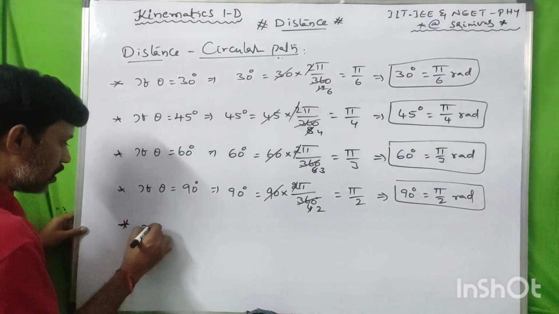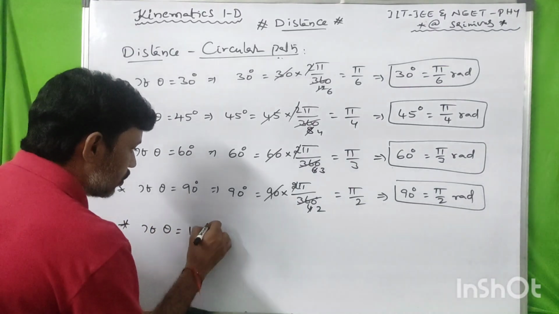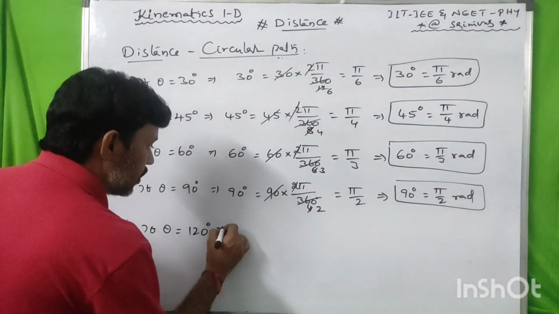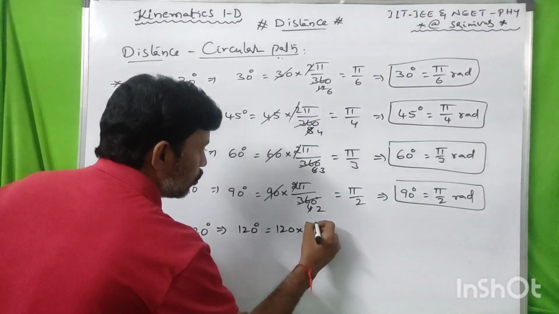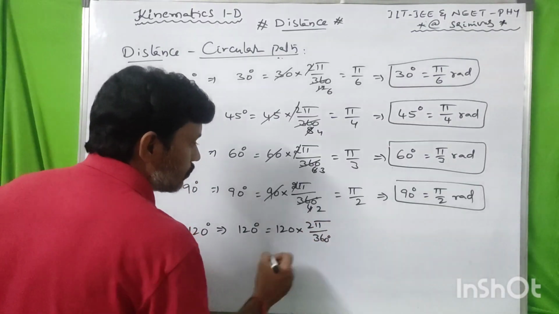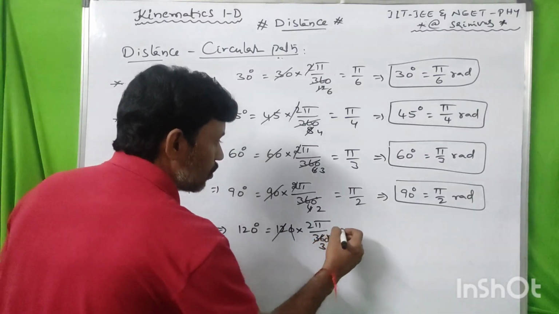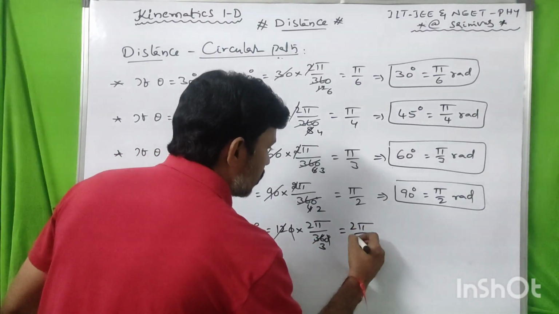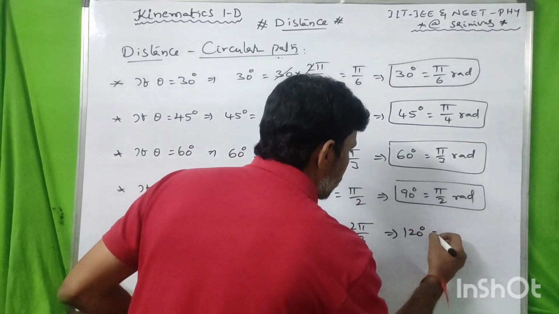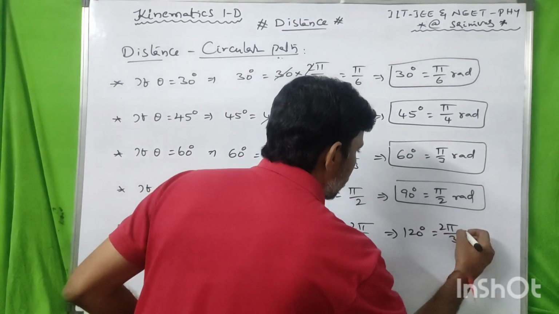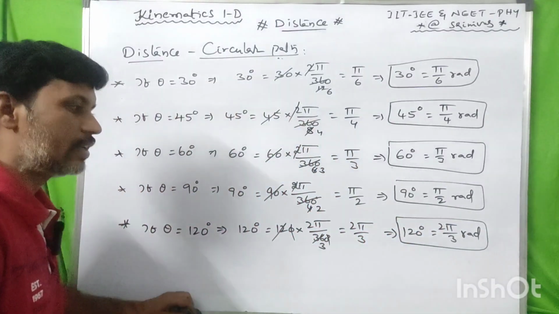Next one more. If theta is equal to 120 degrees, that implies 120 degrees is equal to 120 into 2 pi by 360. Okay, right now 0 0 cancel, 12 1 times 12, 3 times. So answer is 2 pi by 3. Therefore 120 degrees is equal to 2 pi by 3 radians.